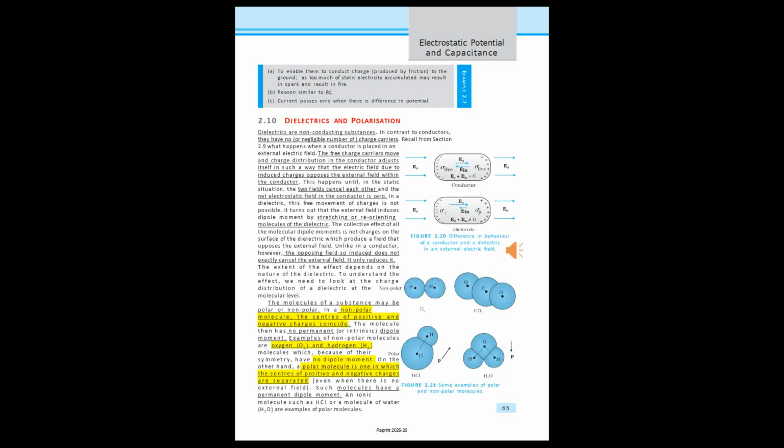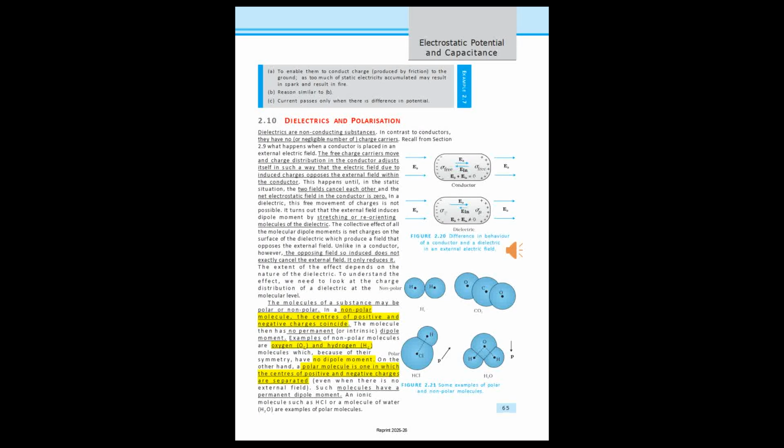Dielectrics and polarization. Dielectrics are non-conducting substances. In contrast to conductors, they have no or negligible number of charge carriers. Recall from section 2.9 what happens when a conductor is placed in an external electric field. The free charge carriers move and charge distribution in the conductor adjusts itself in such a way that the electric field due to induced charges opposes the external field within the conductor. This happens until, in the static situation, the two fields cancel each other and the net electrostatic field in the conductor is zero. In a dielectric, this free movement of charges is not possible.